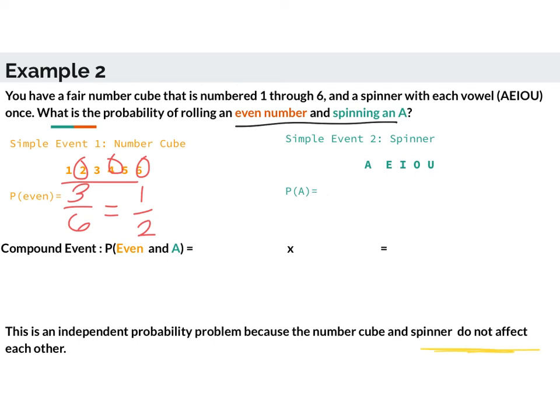Next, we're going to look at our second event, which is the spinner. And on the spinner, we have a total of 5 choices, and only one of them is an A. So now we're going to multiply the probability of the even by the probability of the A to get our compound event of rolling an even number and spinning an A. And once we multiply across, we get 1/10.